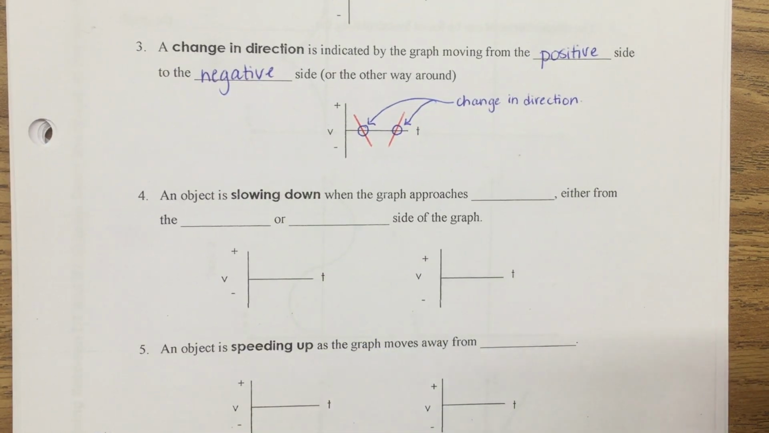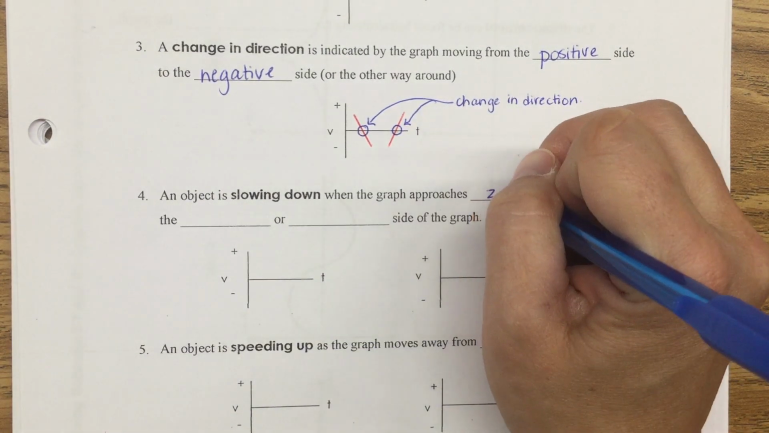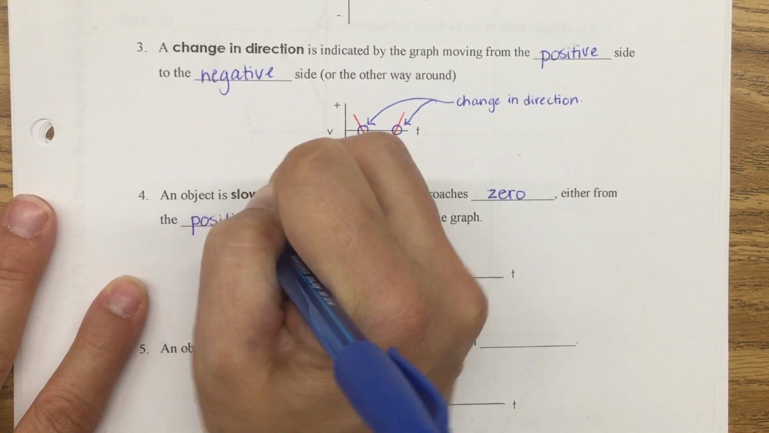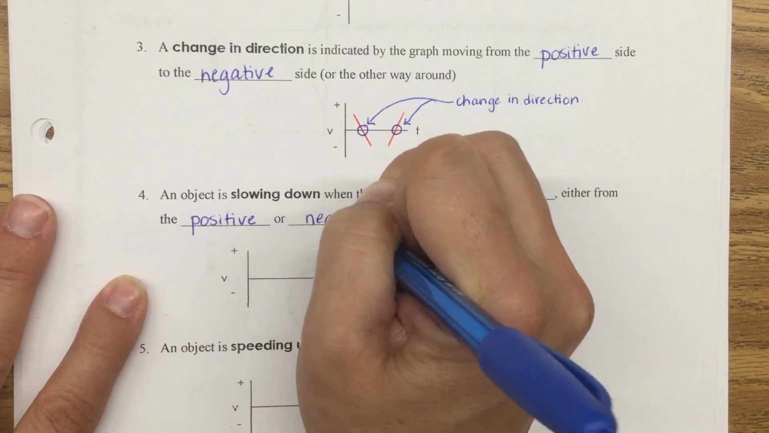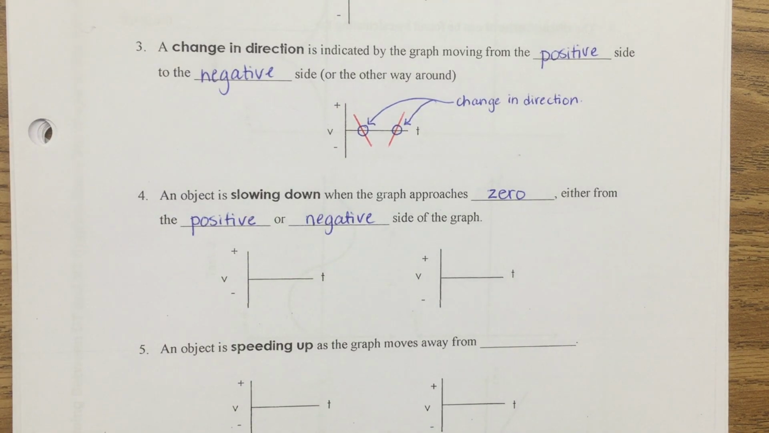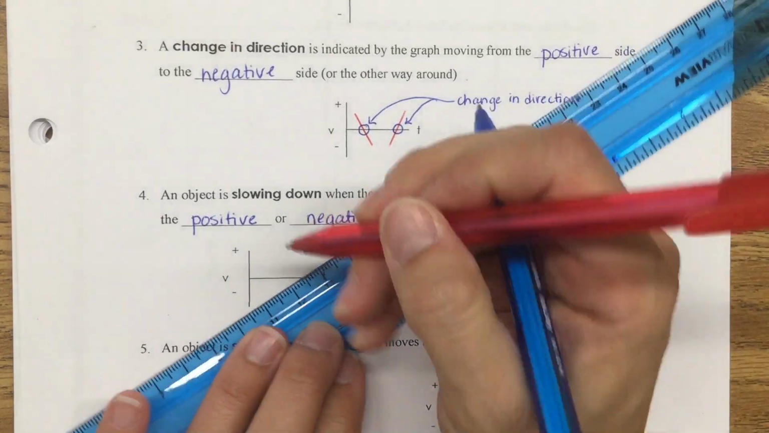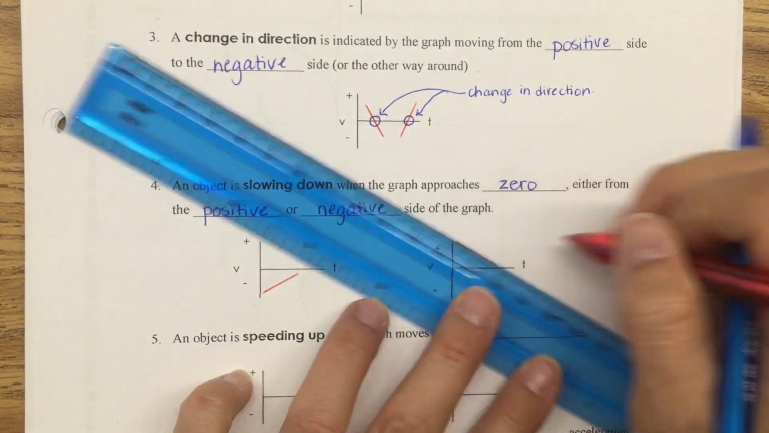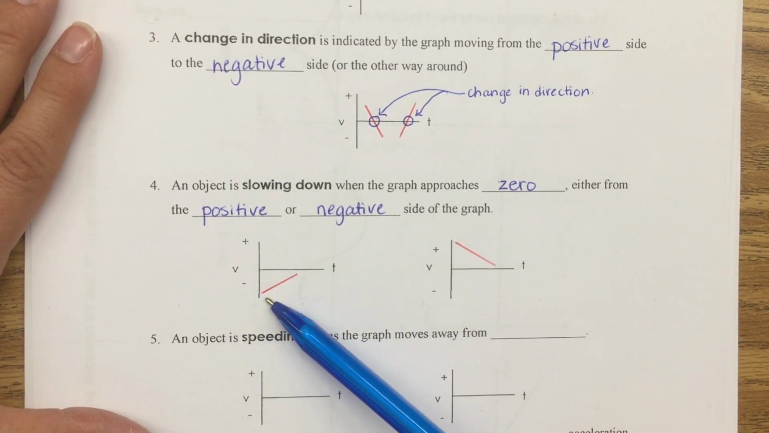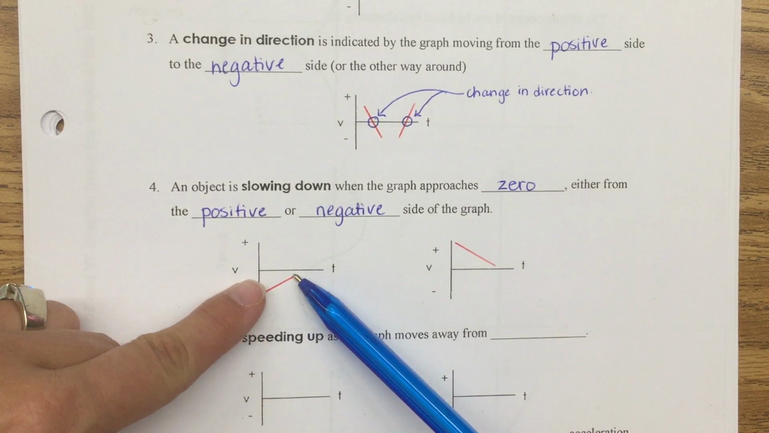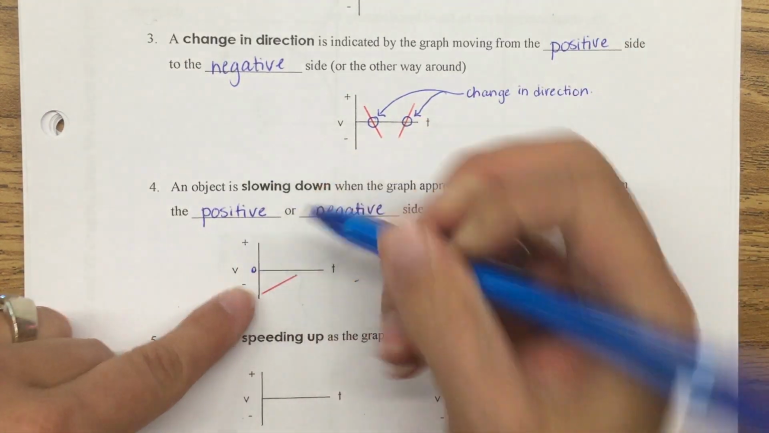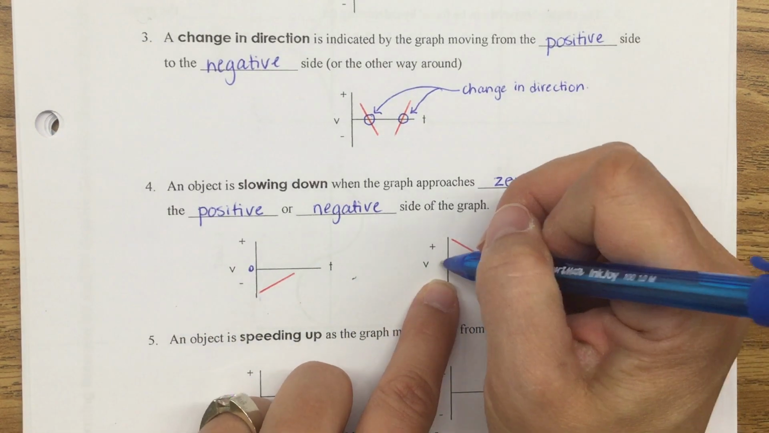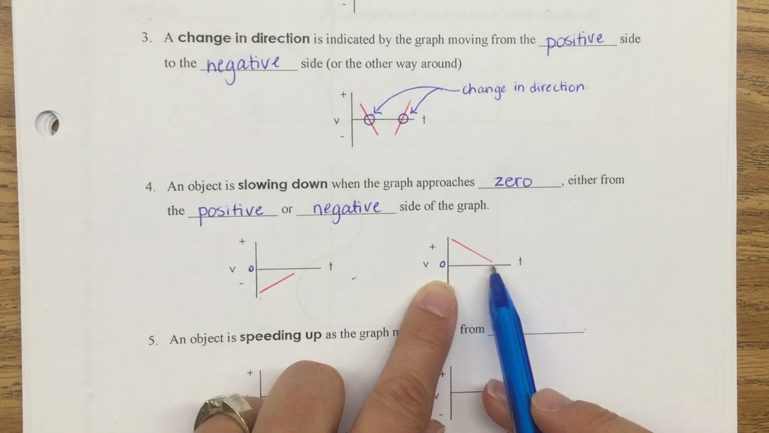An object is slowing down when the graph approaches 0, either from the positive side or the negative side of the graph. Okay, so if we have a line like this or a line like this, here we are slowing down, because the velocity is approaching 0 over time. Okay, we're moving backwards, and here we're going forwards, but we're also slowing down because the line is approaching 0.